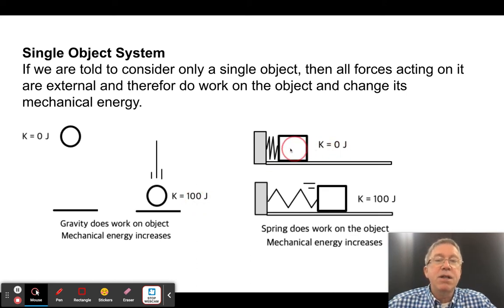Similarly, I have this box pushed against a spring. But my system is not a system, it's just an object, the box. When I let go of the box, the spring is going to do external work, causing the kinetic energy of the box to increase and causing the mechanical energy of the system to increase.